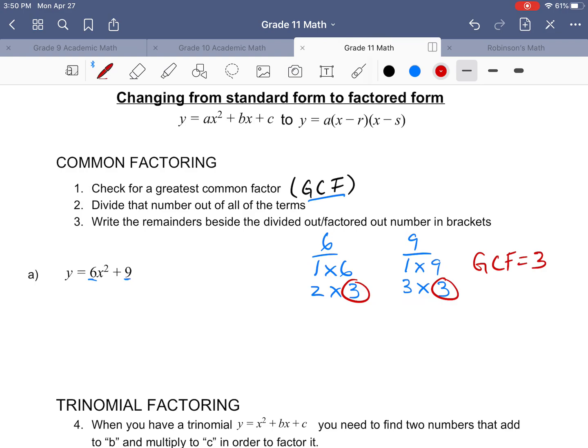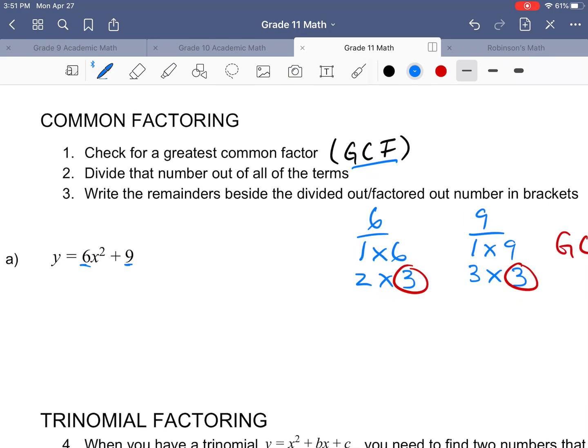Now, I wrote some lists here, and you can do these lists in your head, or you can use your calculator to help you to generate these lists by using trial and error. So now that we found our greatest common factor, we are going to divide that number out of all of the terms. So we have our equation y is equal to 6x squared plus 9. And 6x squared is one term, and that plus 9, that positive 9, is another term. And we're going to divide that number out.